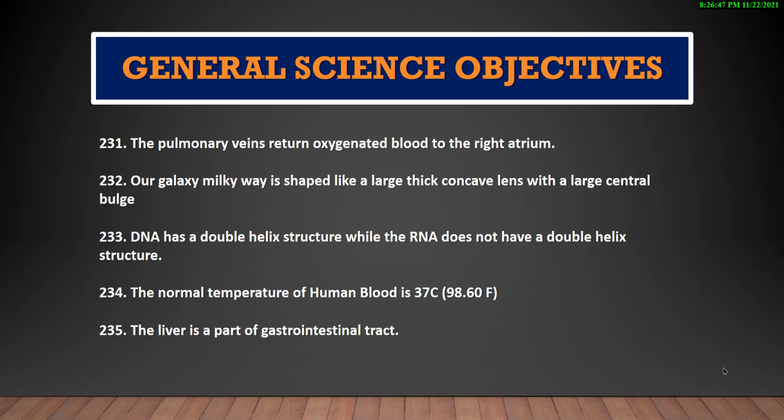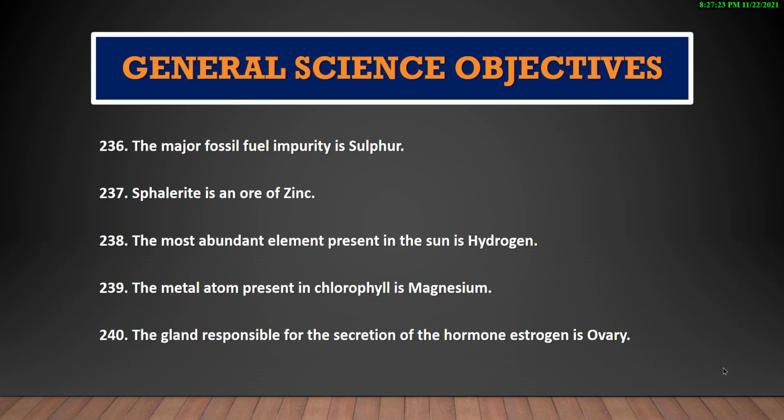Our galaxy, the Milky Way, is shaped like a large, thick concave lens with a large central bulge. DNA has a double helix structure while RNA does not have a double helix structure. The normal temperature of the human blood is 37 C, 98.6 Fahrenheit. The liver is part of the gastrointestinal tract. The major fossil fuel impurity is sulfur.